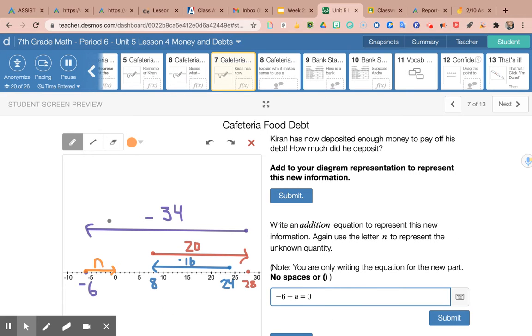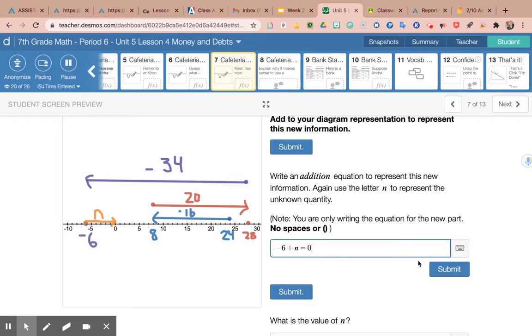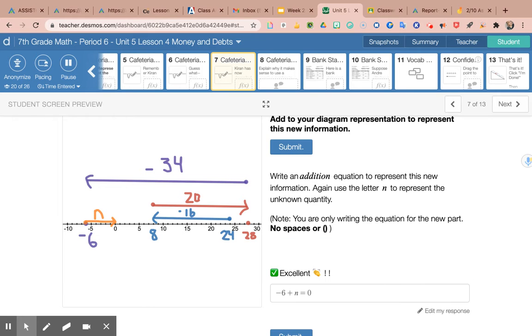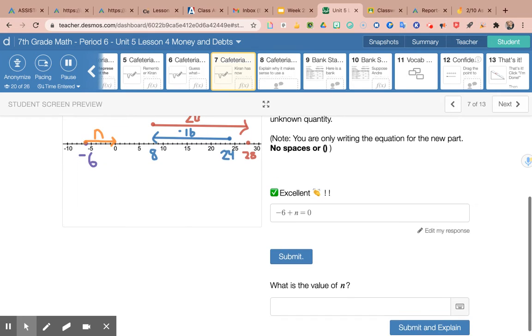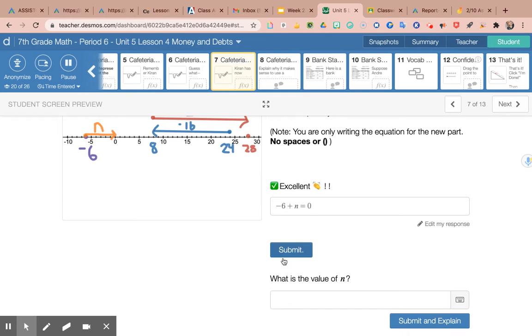So the way you write equations for arrows is start number is the start, plus if I move right, it's a positive number. If I move left, I'm adding a negative number. And then wherever I land or end is my equals, my answer. No spaces, make sure you click submit. You should get the message excellent. Click submit again, and then it says, what is the value of N?